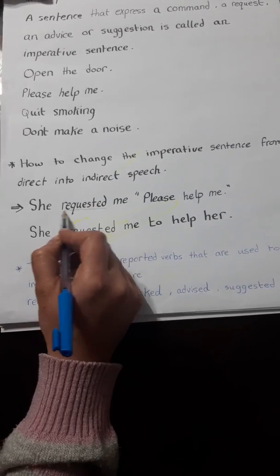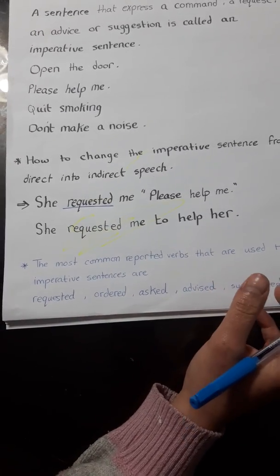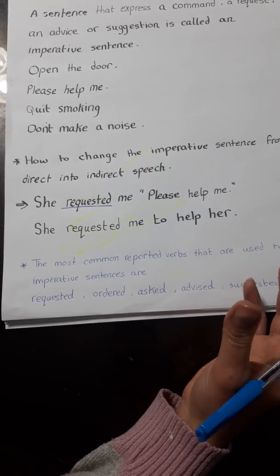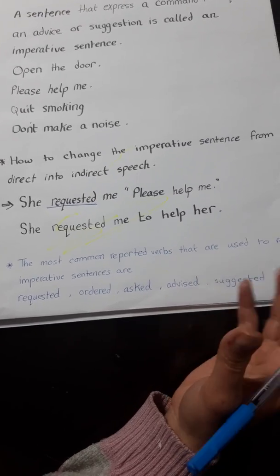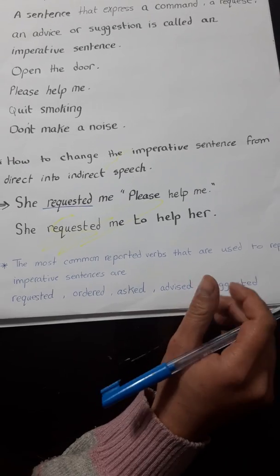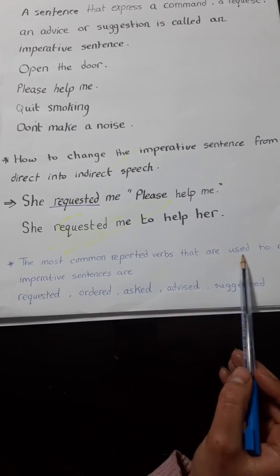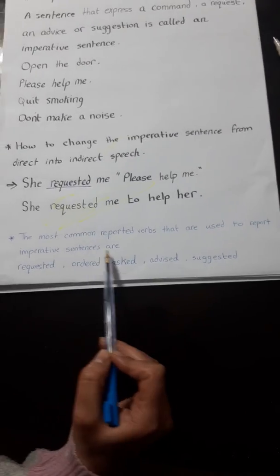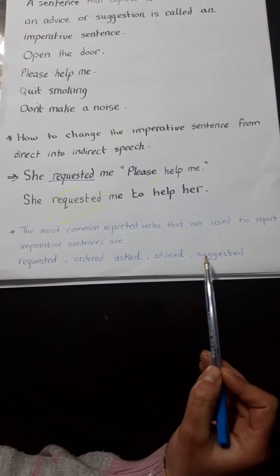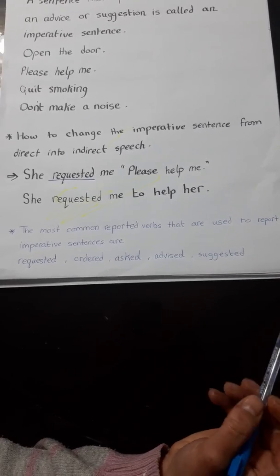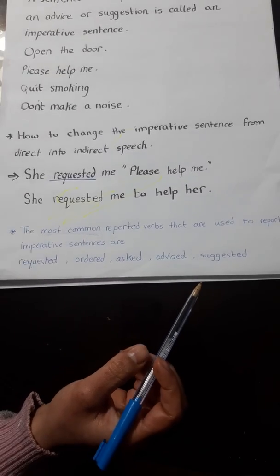Do you remember these reporting verbs? I told you before that we use the reporting verbs to express, or to make the listener imagine, the situation. Do you remember the reporting verbs stammered, hissed, or shouted? The most common reporting verbs used to report imperative sentences are requested, ordered, asked, advised, suggested. We have many more, okay? But these are the most common reporting verbs used in imperative sentences.